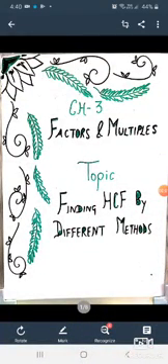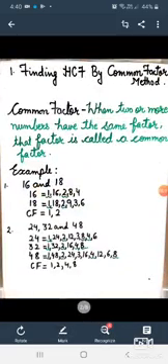Good morning, students. Let us start with chapter 3, that is factors and multiples, and our today's topic is finding HCF by different methods. Let us start with our first method, that is finding HCF by common factor method.